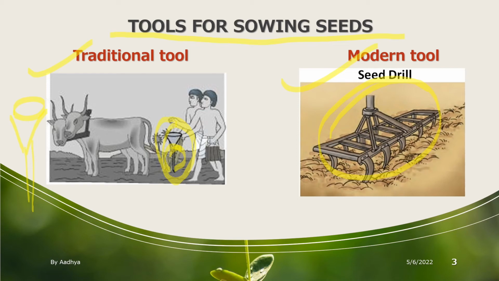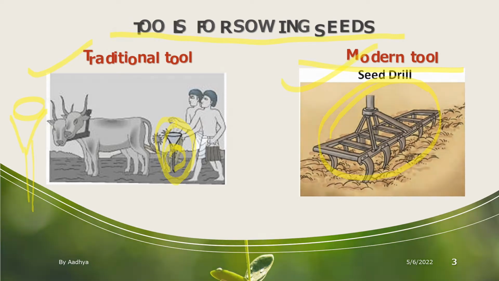And at the end of the seed drill, what will it do? It will cover the seeds with soil after the sowing, right? So what will it do? It will help to protect the seeds from the birds, right? And this will also help to save labor and time, right? So it is the modern tool.